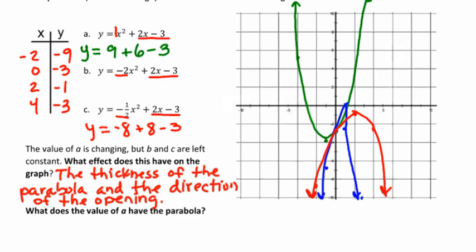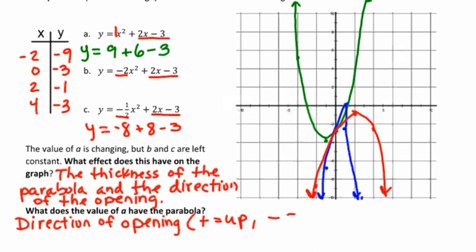So this sentence wasn't quite typed right, my apologies. It should have said, what does the value of a tell you about the parabola? So the direction of the opening. We can say if it's positive, it's going to be opening up. And if it's negative, it means it'll open down.